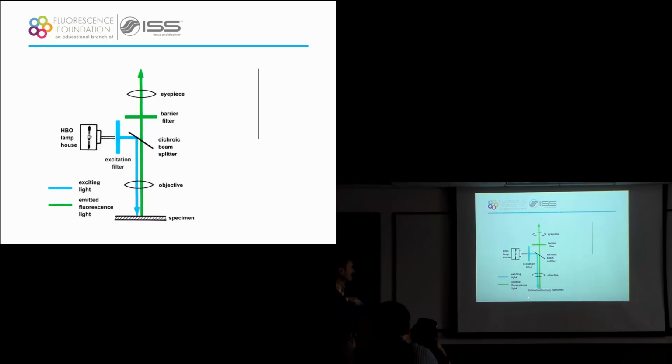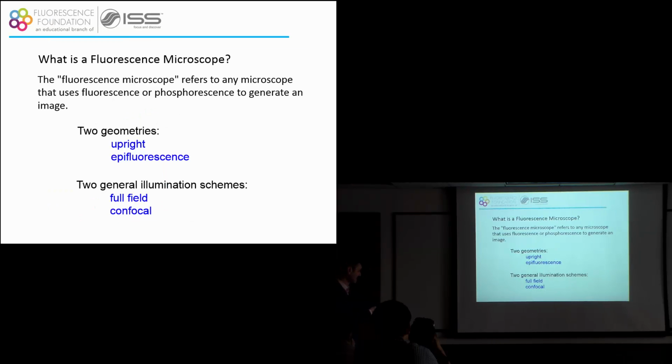Of course, in biology, it's more convenient when working with solutions to come from the opposite end, and that is called an inverted microscope. But this is just a matter of geometry, of convenience. Now, let's go back here. So we talked about these two different geometries, and there are two general illumination schemes, the full field and the confocal.